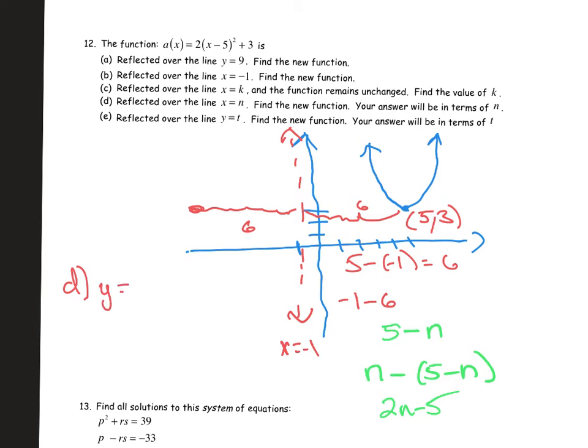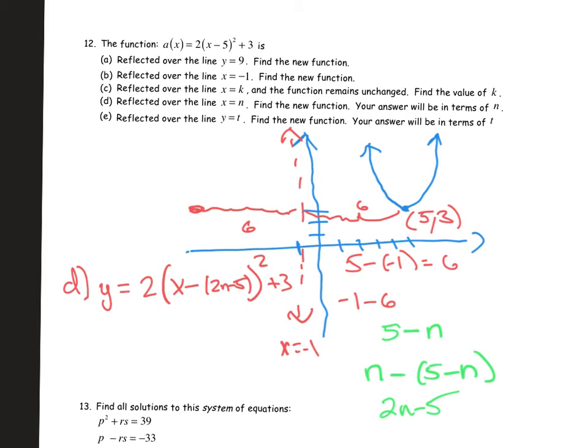So y equals 2x minus this new vertex, which is 2n minus 5, this new x coordinate of the vertex, I should say, and the y coordinate of the vertex has remained the same. So again, figuring out what I did with -1 and replicating that with just generic n. Let's do the same for part E.